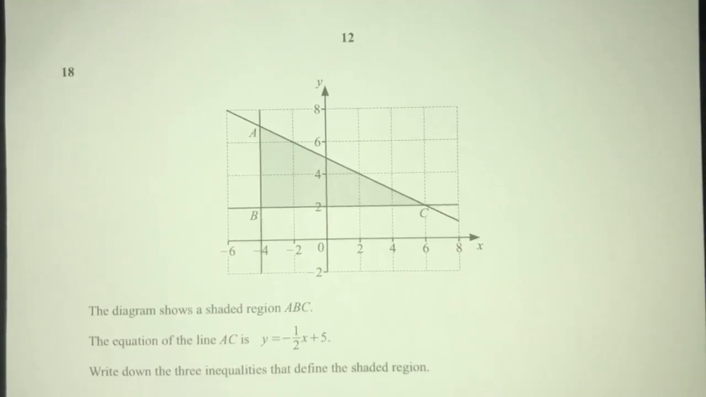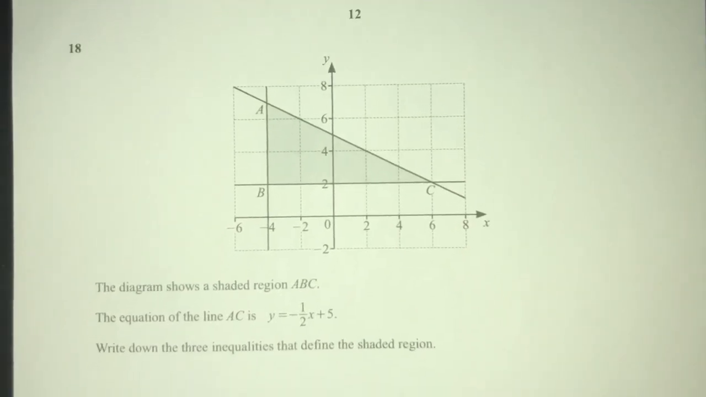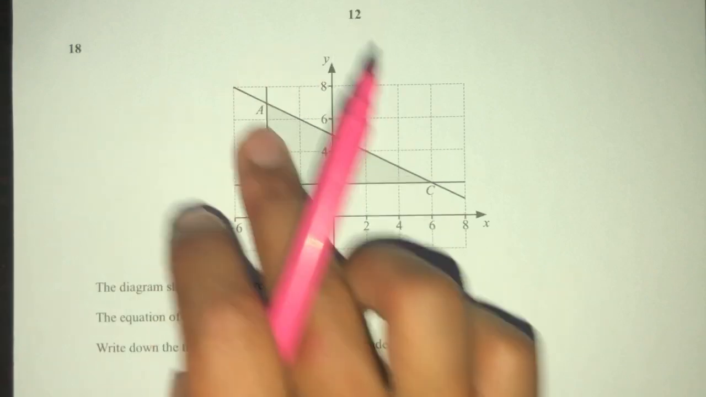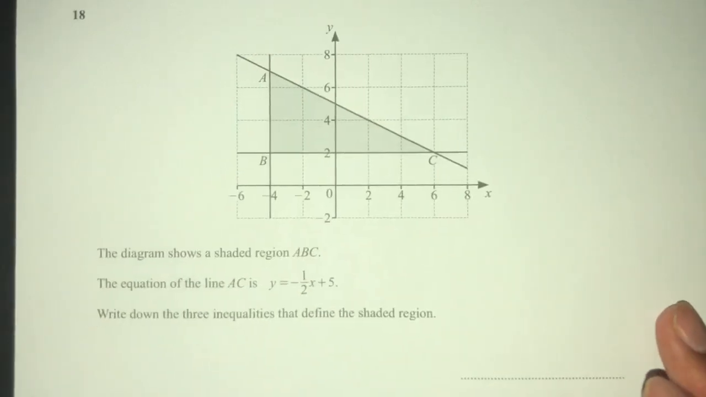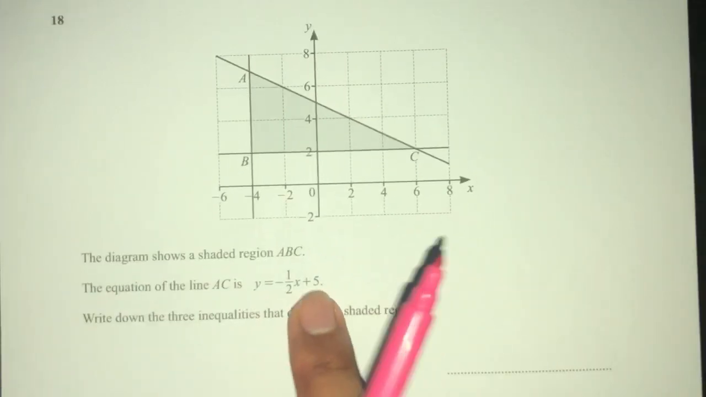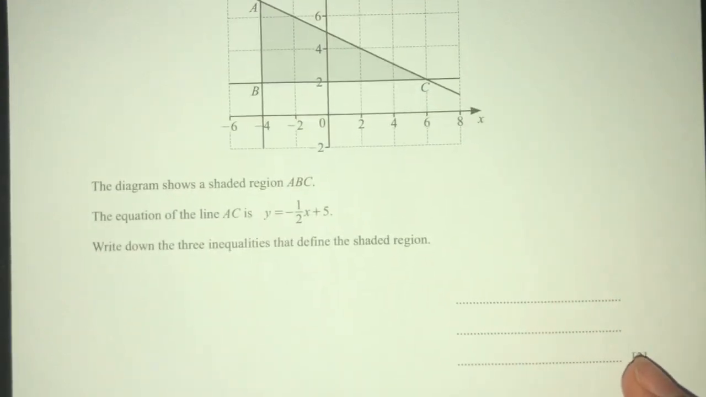Now let's move on to question number 18. So here we have what? The diagram shows a region ABC, and the equation of the line AC is given to you by this one, right? Now we have to write down 3 inequalities that define the region.